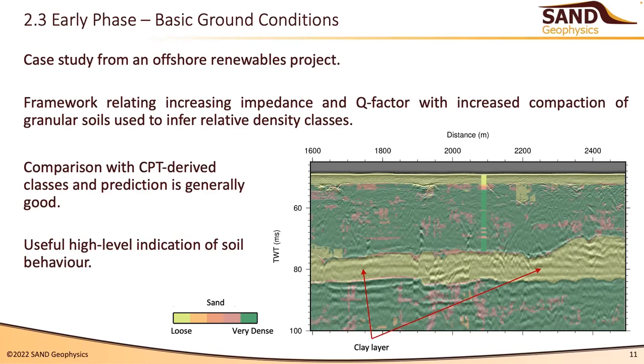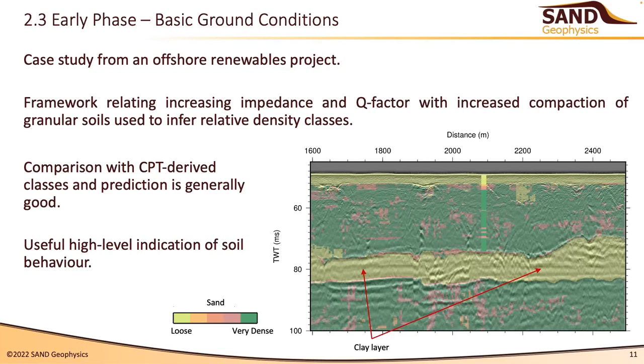So we've been able to identify that the shallow layers are broadly loose sands. There are some medium dense to dense sands sitting just beneath that. And then you've predominantly got a thick sequence of very dense sands, with some dense sands beneath it. So we actually pick that out quite nicely within the geophysical data.